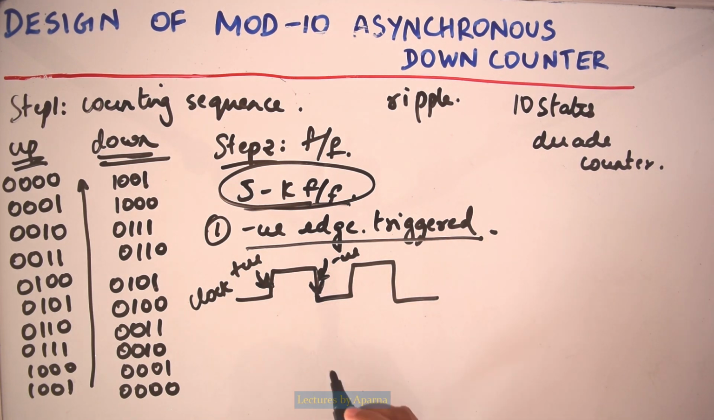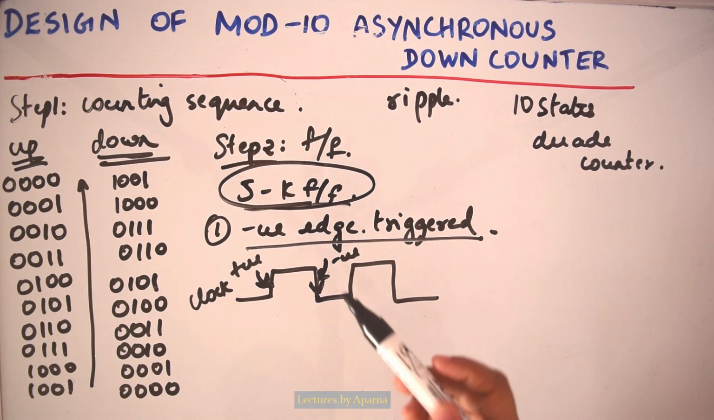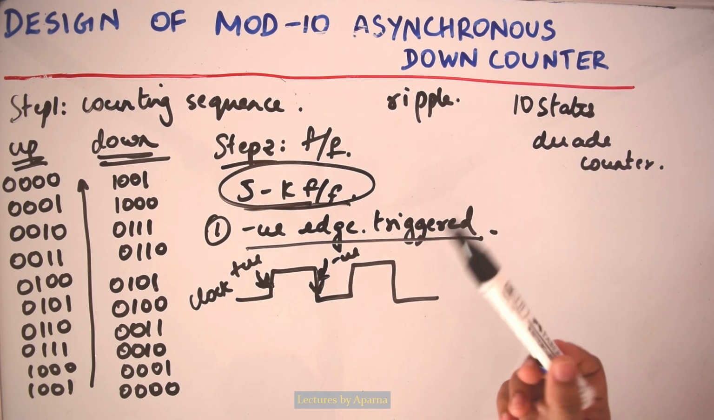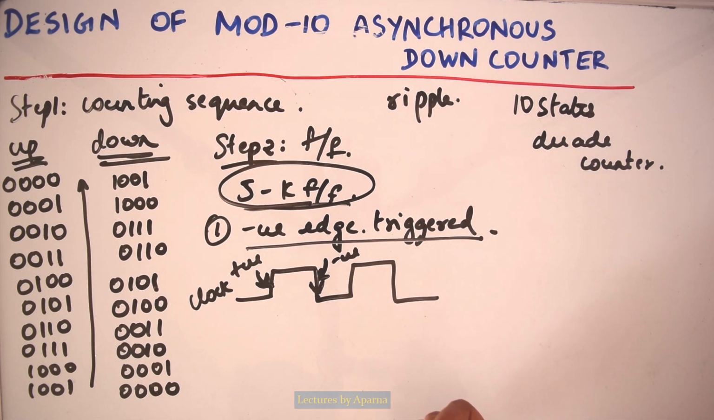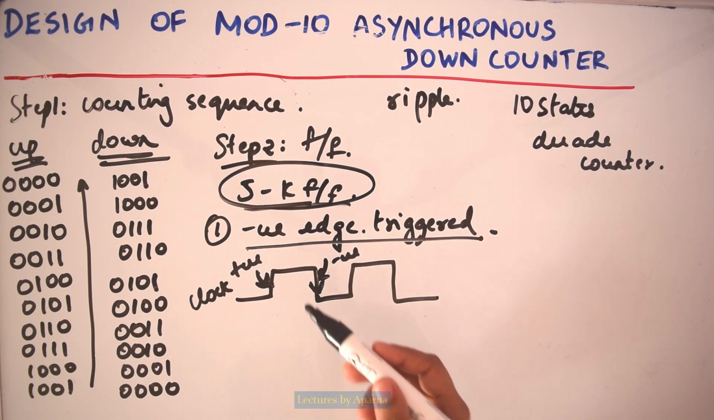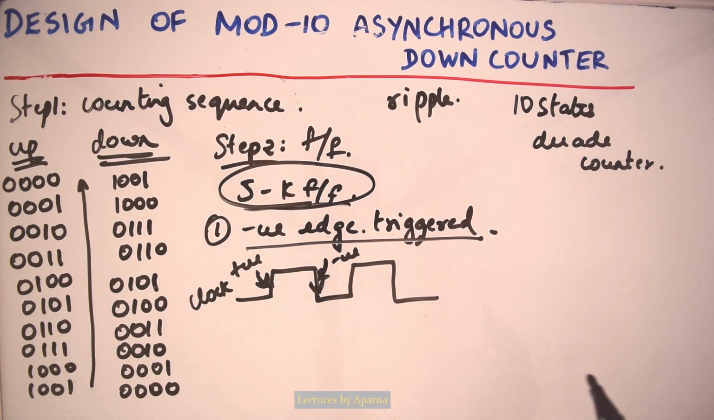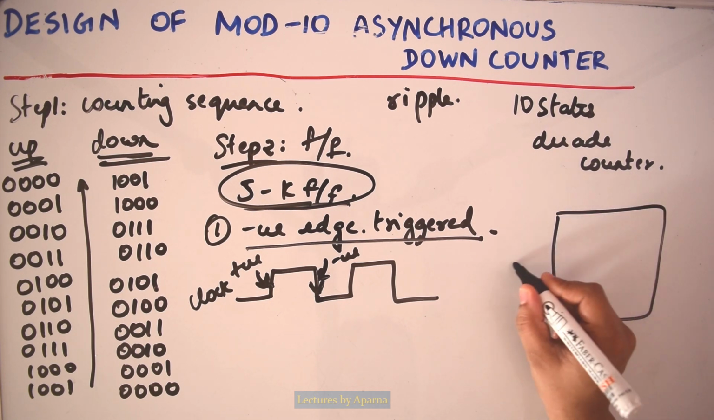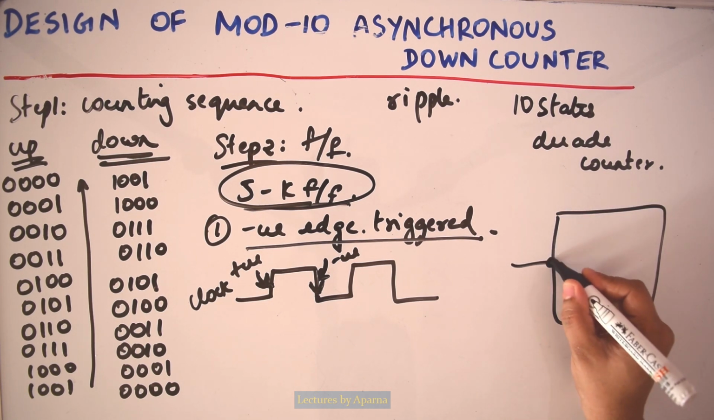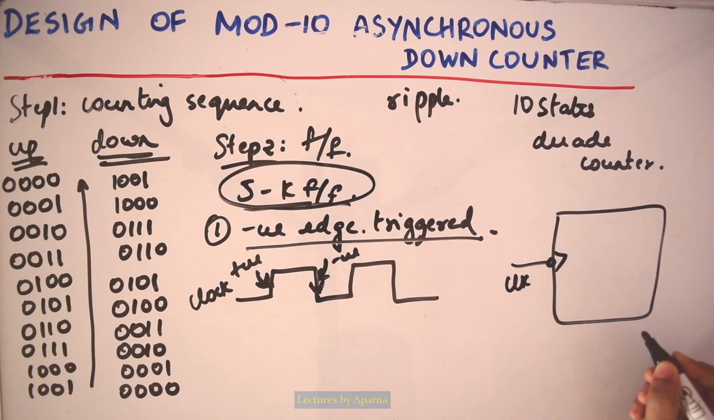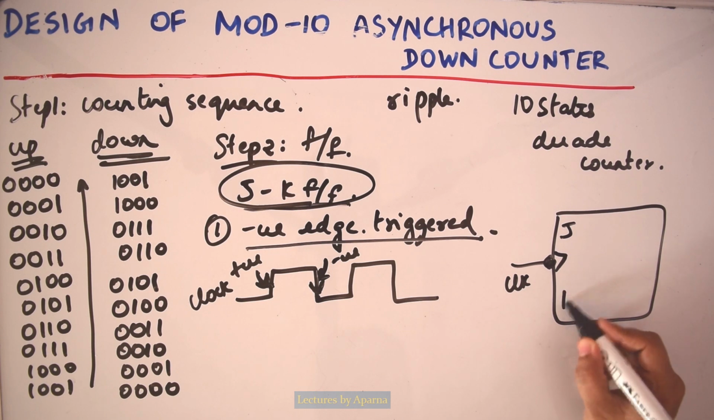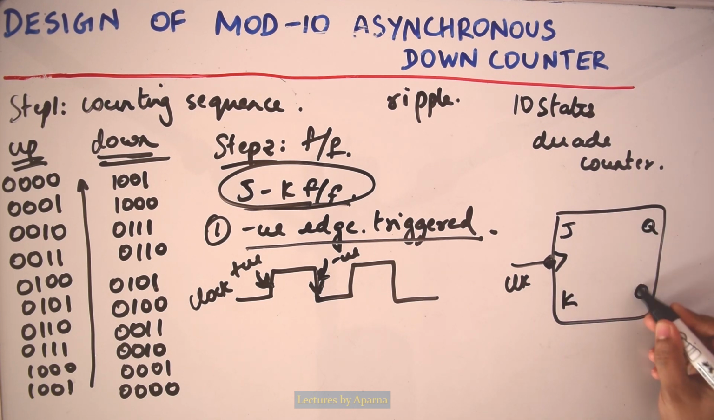So if you want to know this in detail, I have explained it in detail in the video asynchronous down counter. You can check that link given in description box. So here my flip-flop is a negative edge triggered flip-flop. If it is negative edge triggered, then it will be represented by a bubble here. This is the clock and it will be represented by a bubble here. These are the inputs J and K. This is the output Q. This is the output Q bar.